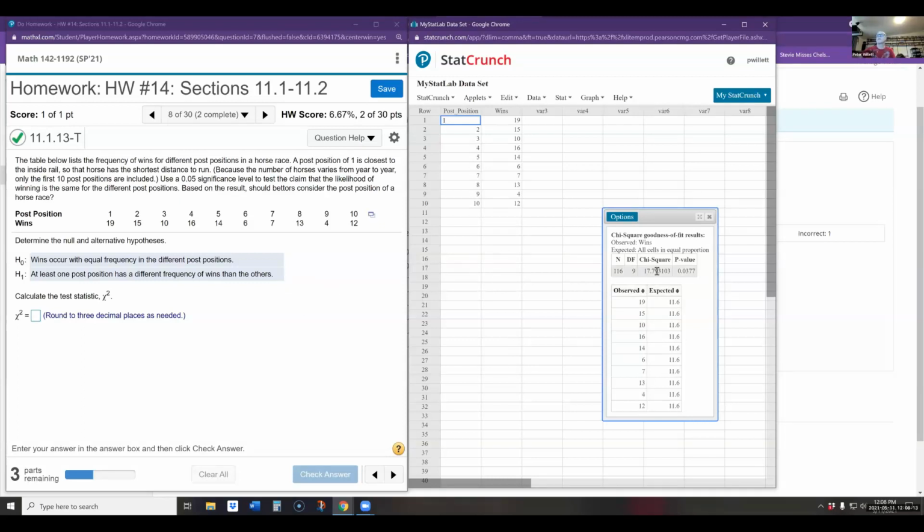First of all, the test statistic to 3 decimal places. 17 is a pretty decent sized chi-squared score. The p-value is pretty low. They want that to 4 decimal places, which is what we're given in StatCrunch, so that's convenient.